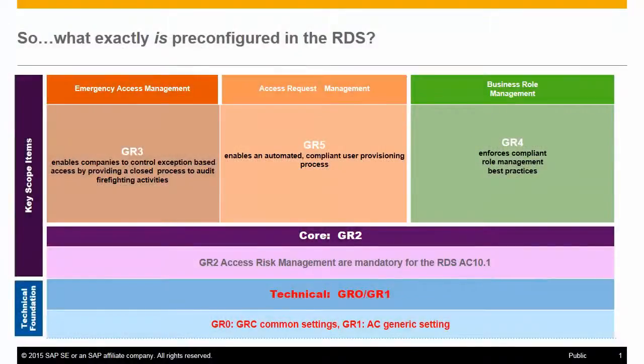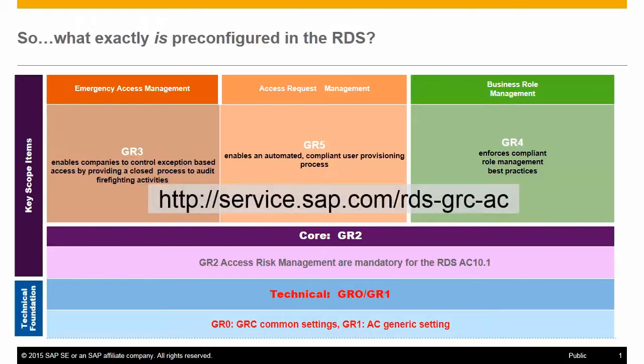The Access Control Rapid Deployment Solution is defined in terms of 6 key scope items. The technical foundation items, GRC and access control generic settings, GR0 and GR1, are mandatory items that must be configured for all of the scope items: access risk management, emergency access management, business role management, and user access management. You can learn more about each of these scope items by reviewing the content in Service Marketplace.